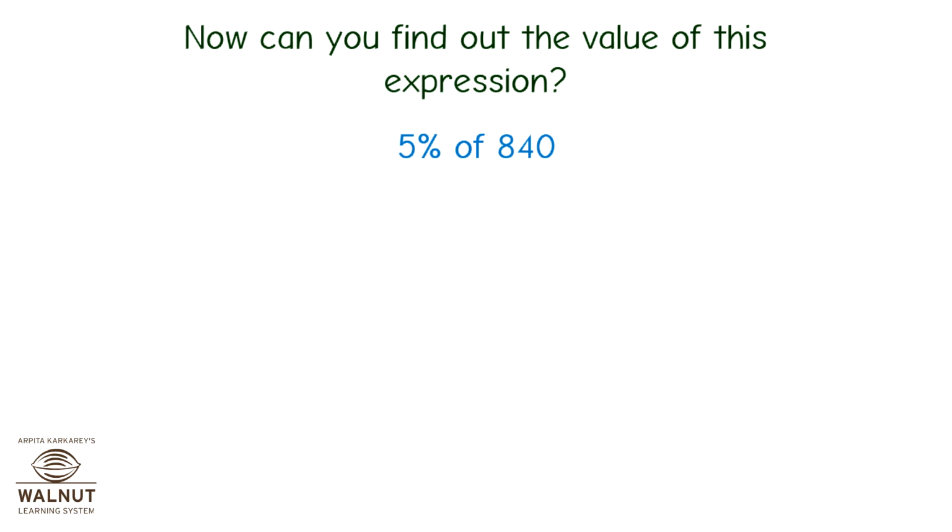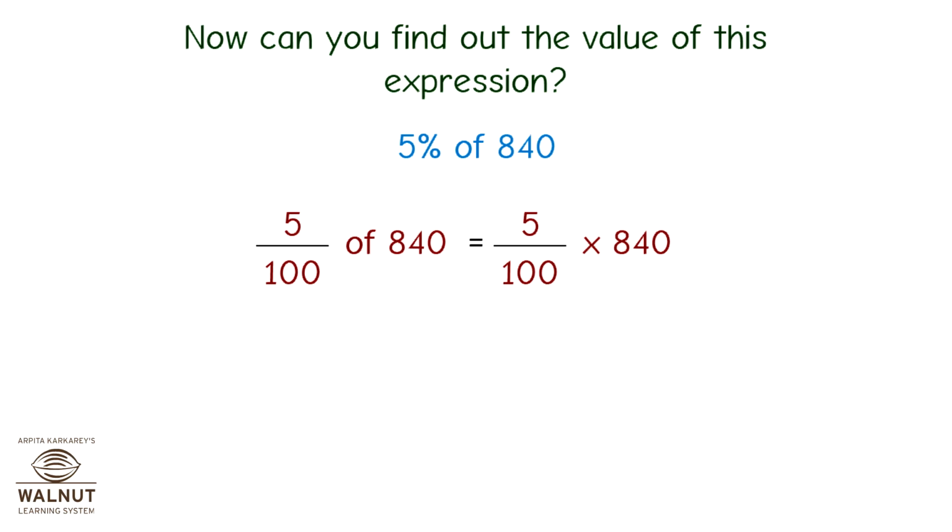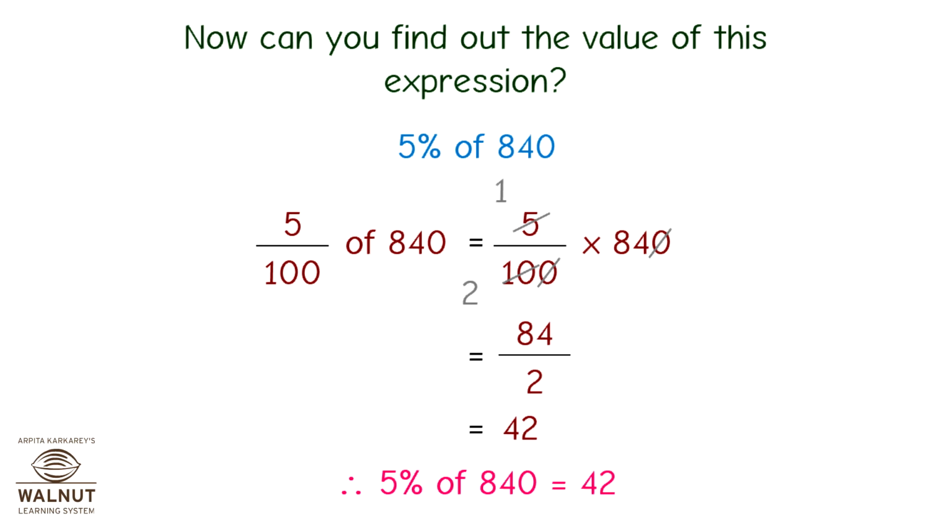5% of 840. 5% of 840 means 5 upon 100 of 840. Of means multiplied by. So we replace it by an into sign. So it becomes 5 upon 100 into 840. First, we cancel out the zeros. Then, we cancel out the common factors and we get 84 upon 2, which is equal to 42. Therefore, 5% of 840 is equal to 42.